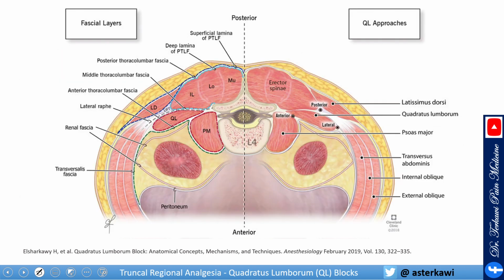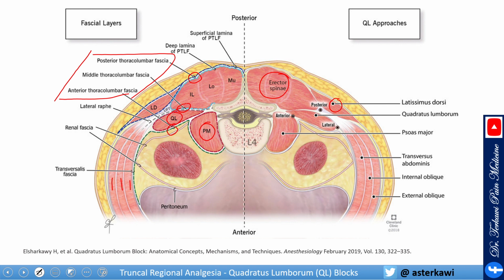This is an axial cut here. From the back, the erector spinae, just lateral to it you have the latissimus dorsi. Next to it is the QL muscle here, and then attached to the vertebral body is the psoas muscle. Then you have the external oblique, internal oblique, and transversus muscles. It's important to remember the three important fascia here, the posterior, the middle, and the anterior.